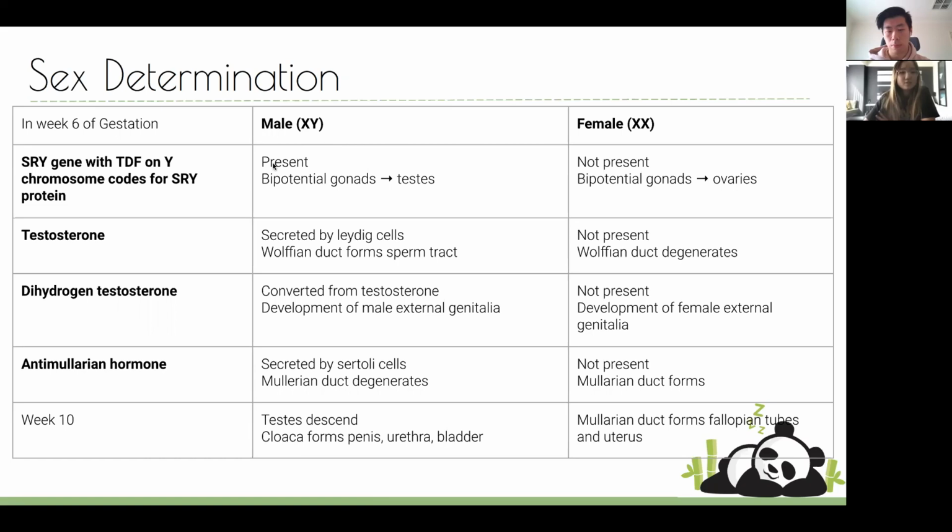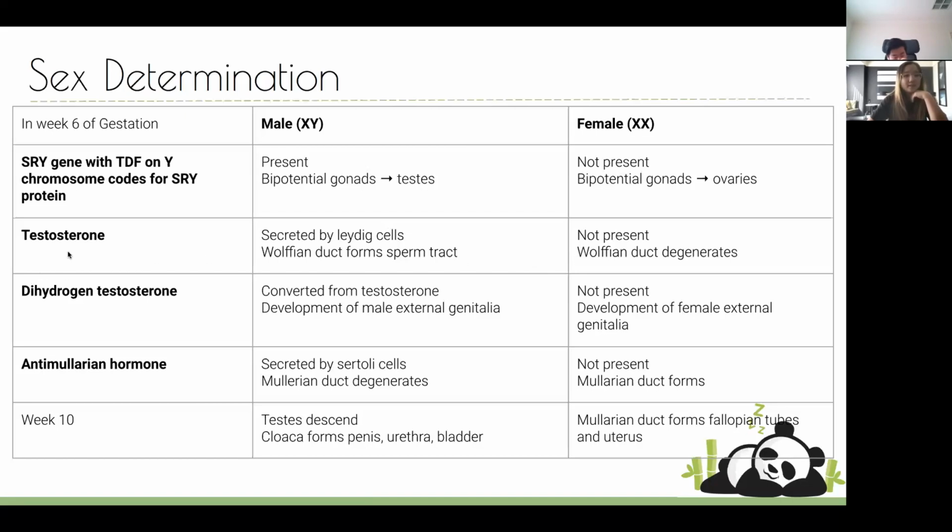And so when it's present, your bipotential gonads, what they mean by that is when you're an early fetus, you have gonads and they have 2 ways that they can go. They can turn into testes or they can turn into ovaries. So they're called bipotential. The male has this gene present, so their bipotential gonads will turn into testes, whereas in females, it's not present, so their bipotential gonads will turn into ovaries. And then because males have testes, they are able to form testosterone. And this is secreted by the Leydig cells and allows the Wolffian duct to form. In females, that's not present, so the Wolffian duct degenerates.